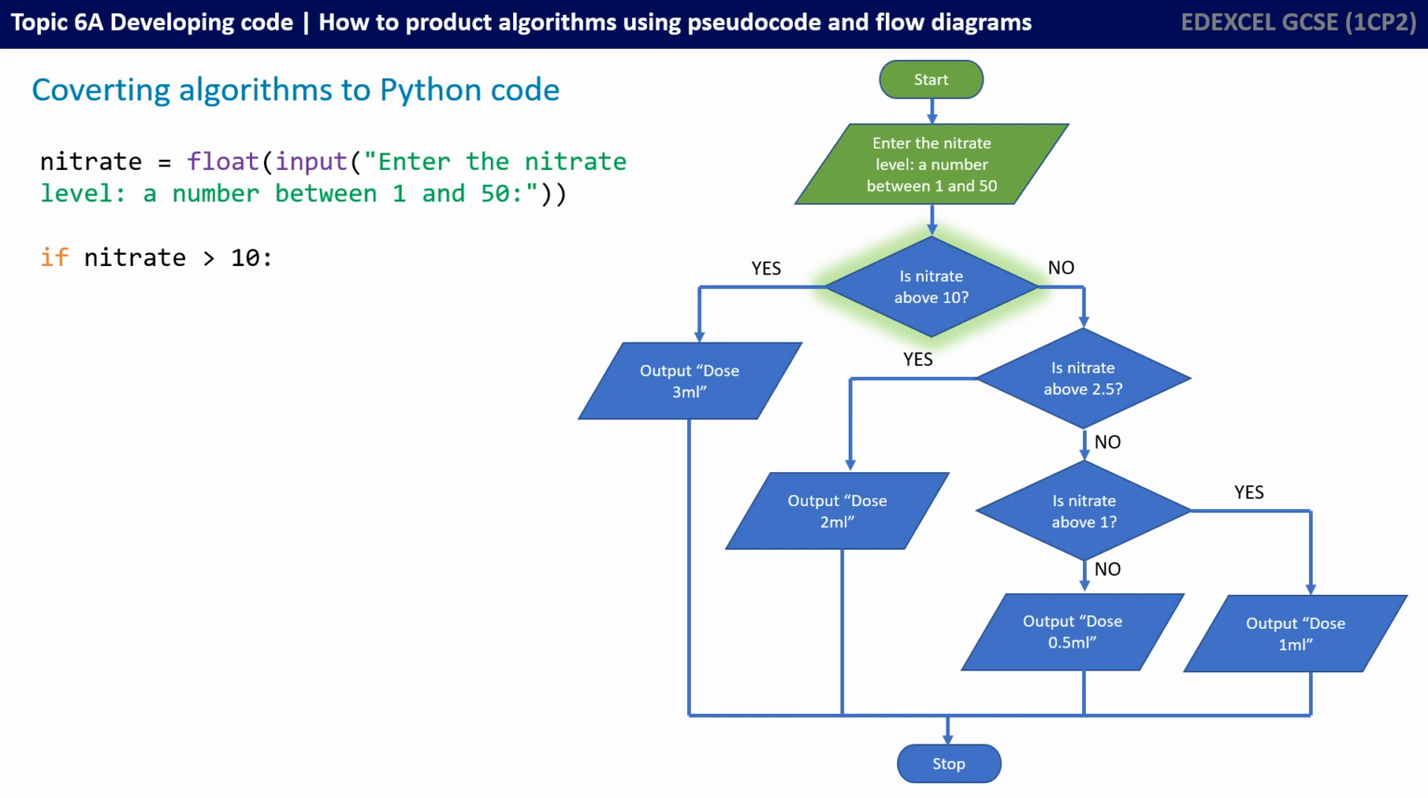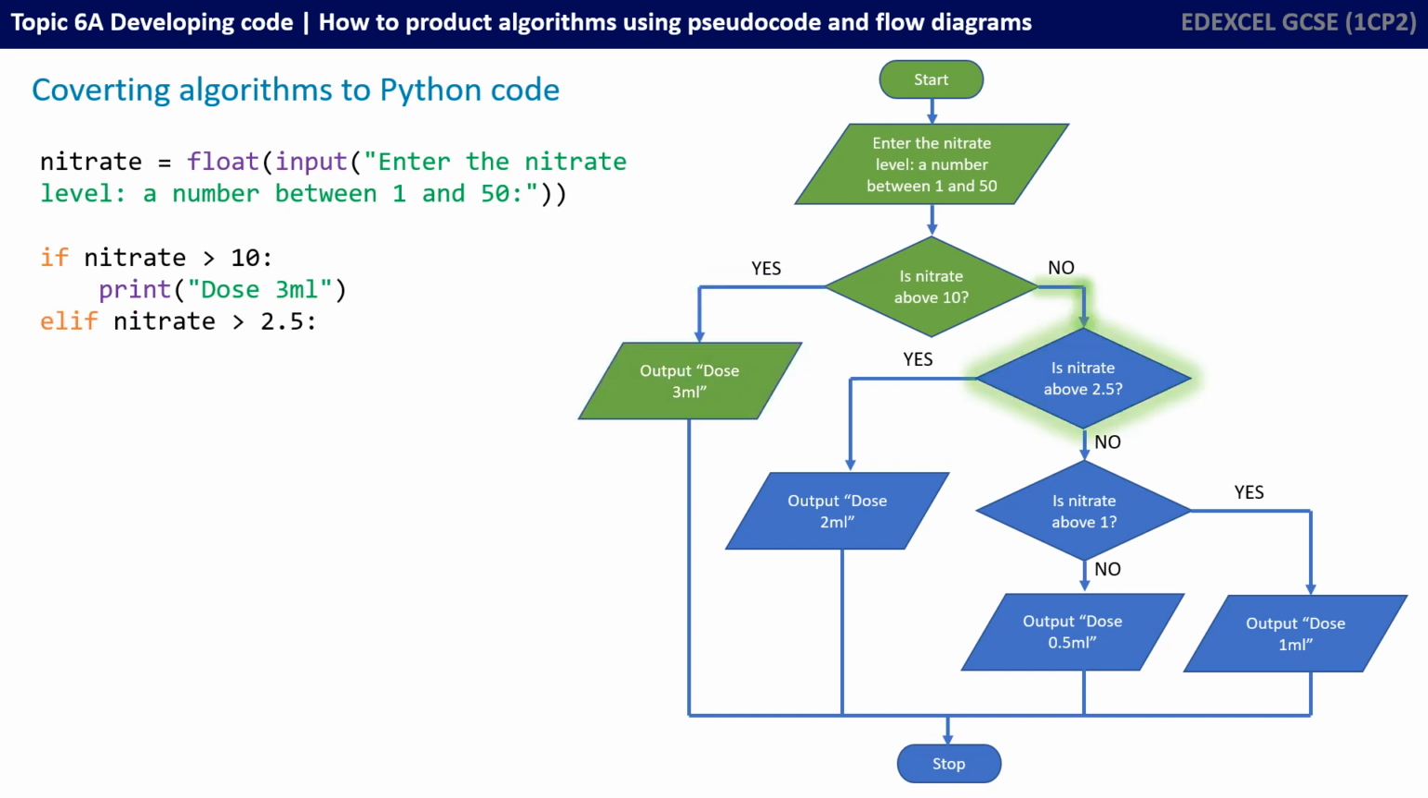If nitrate is greater than 10, and of course we terminate that line with a colon because that's how you construct an if statement. If it is greater than 10, we're simply going to print to the screen dose 3 mils, and we put that in brackets and the string inside double quotes.